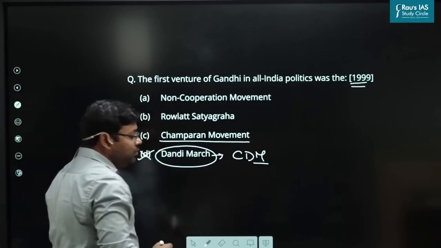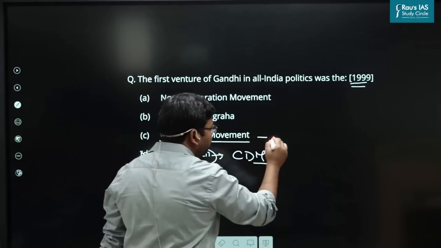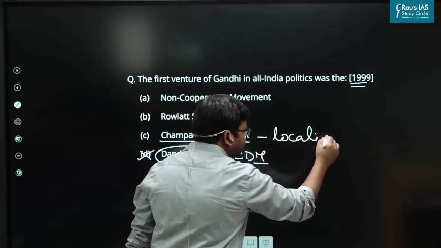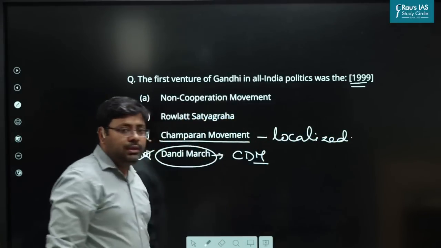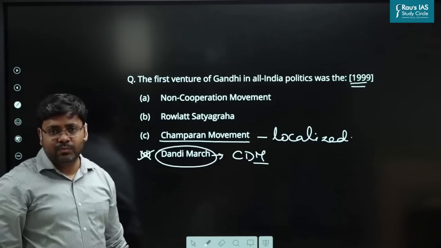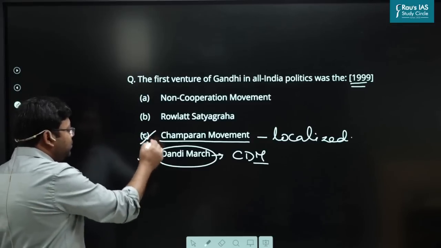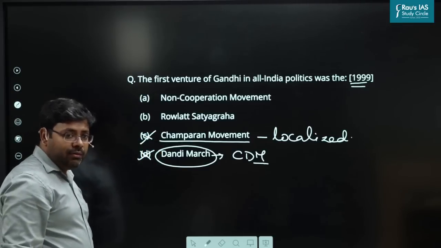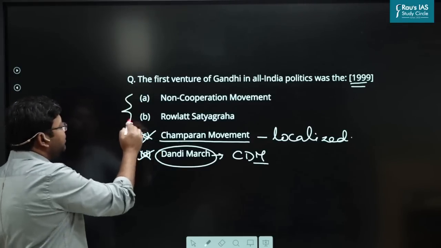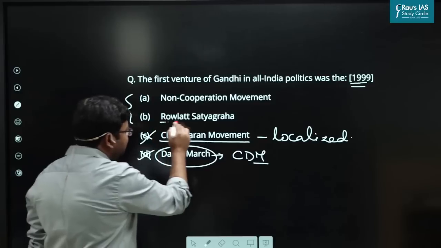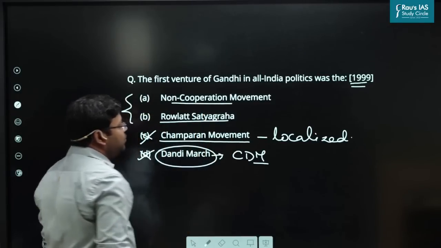Champaran was very significant, but this was localized. Champaran was a localized movement in the area of Champaran. So Champaran can also be eliminated. But now we are in trouble because two options are very close to each other: Rowlatt Satyagraha and non-cooperation movement.